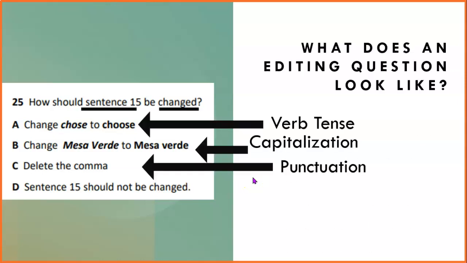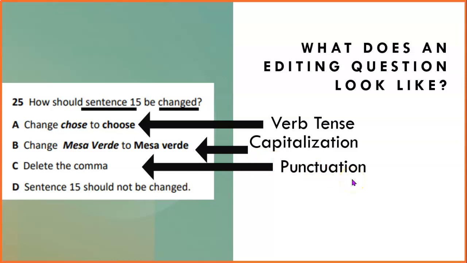So for instance, in this particular question, A, change chose to choose, is verb tense. It wants you to change a past tense verb to a present tense verb. B, change Mesa Verde to Mesaverde, is capitalization. It wants you to change a place name with 2 words to a place name with 1 word lowercase. C is punctuation. And then, of course, D does not have a skill. But in order to answer the question correctly, you don't need to just know 1 rule. You need to know 3 different rules. And you have to be able to look at it and tell which rules those are.